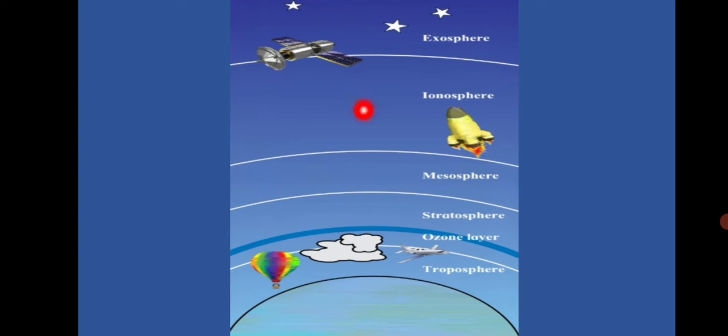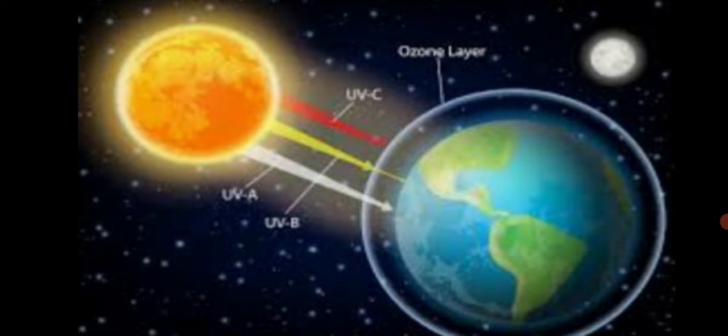Ultraviolet rays coming from the sun are harmful for living things. So UV rays, which are called ultraviolet rays coming from the sun, are harmful for the living things on earth. But the ozone layer surrounding the earth, between the troposphere and stratosphere, absorbs these harmful rays and protects the living world from the harmful ultraviolet rays. That's why the ozone layer is very important. It is like a protective umbrella to us.